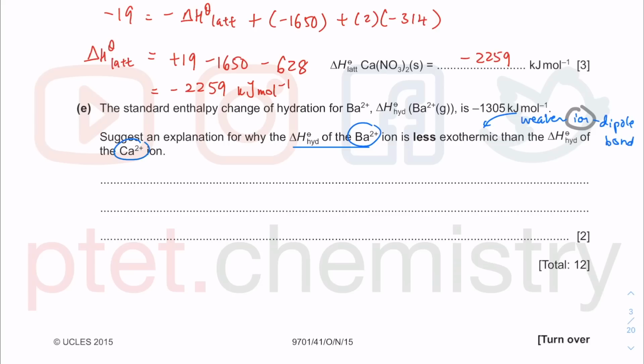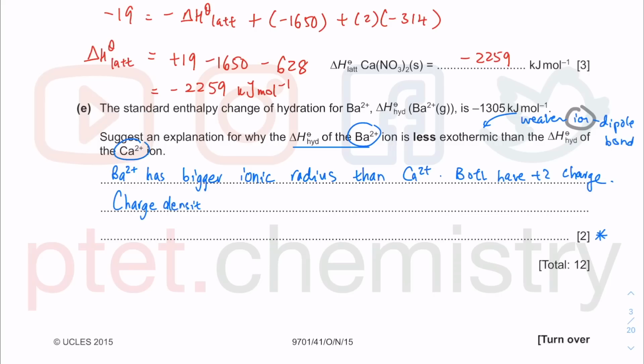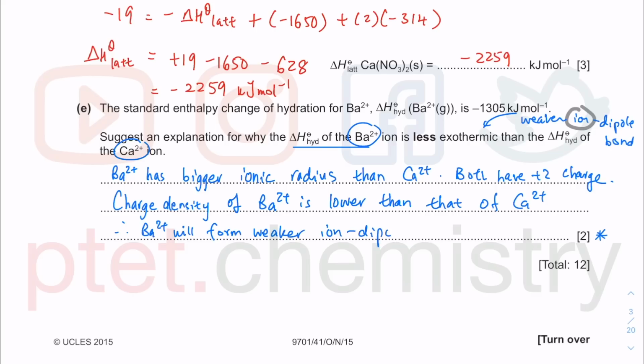So for 2 marks, what we can say first of all is Ba2 plus has a bigger ionic radius, or is much bigger compared to Ca2 plus. But then we must also talk about the size. So bigger ionic radius than Ca2 plus. So that's the size. Both have +2 charge. So then we have to talk about charge density. Charge density is charge over size. So the charge density of Ba2 plus is lower than the charge density of calcium 2 plus. Therefore, Ba2 plus will form weaker ion dipole bonds with water molecules when hydrated.